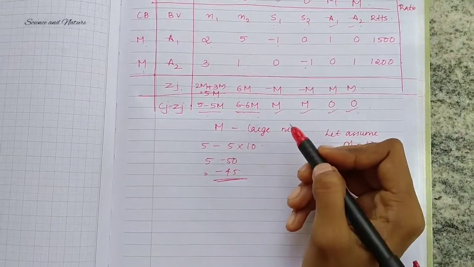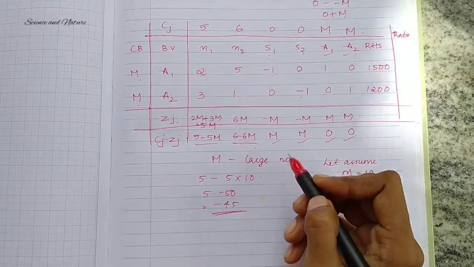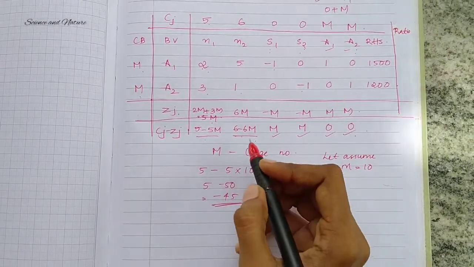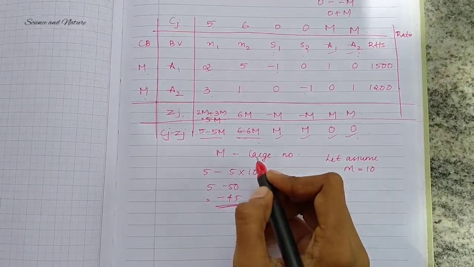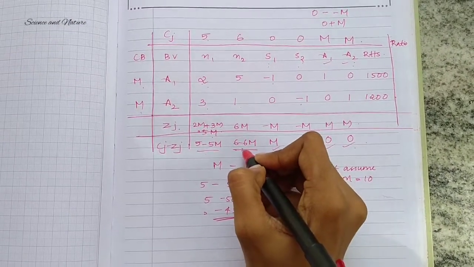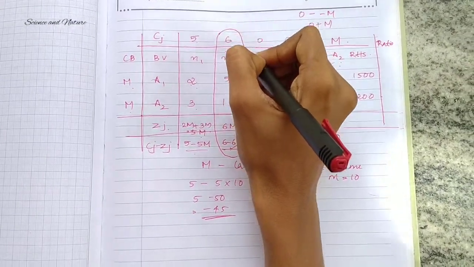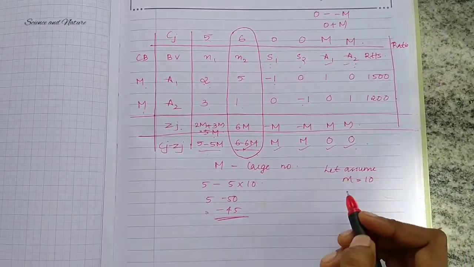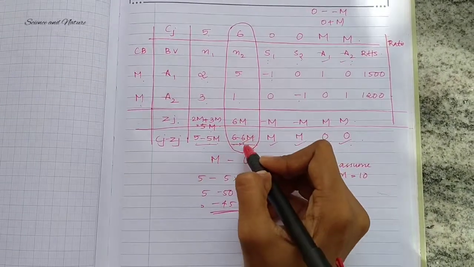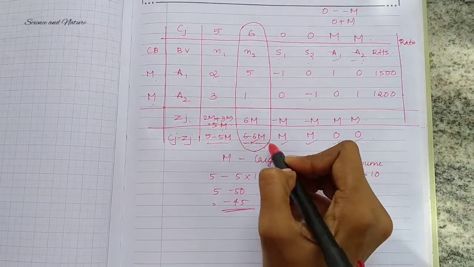So, we need to again do the matrix. For that, we need to find the key element. In order to find the key element, we need to first find the key column. The key column should be the highest M number, that is, the coefficient of M should be greater. That is 6M. This should be taken as the key column. Here 5 minus 5M, 6 minus 6M. Here the greatest number is 6 minus 6M. So we should take the 6 minus 6M as the column.